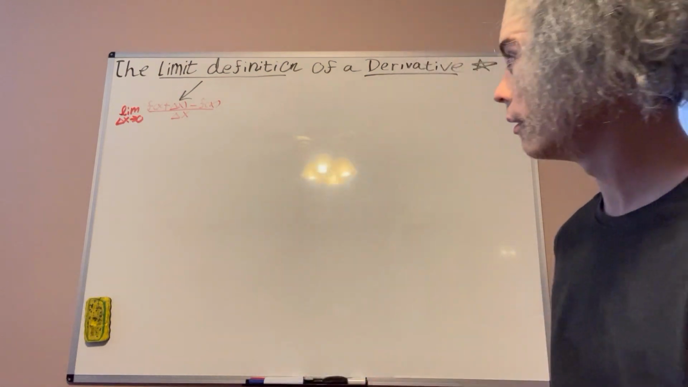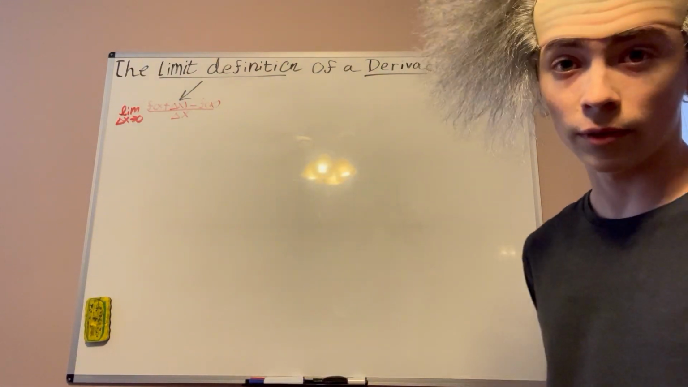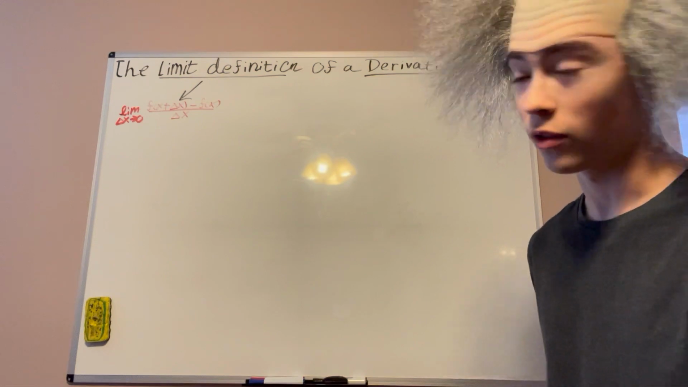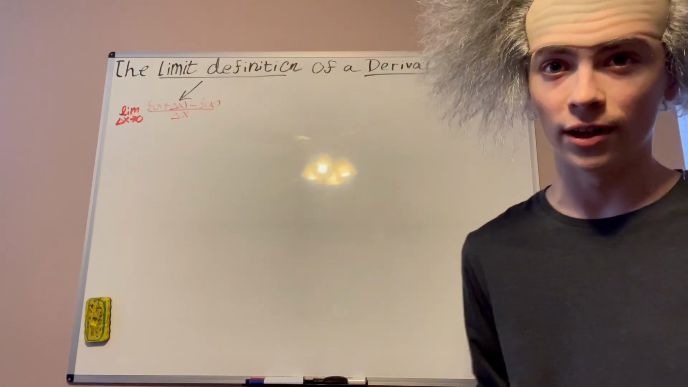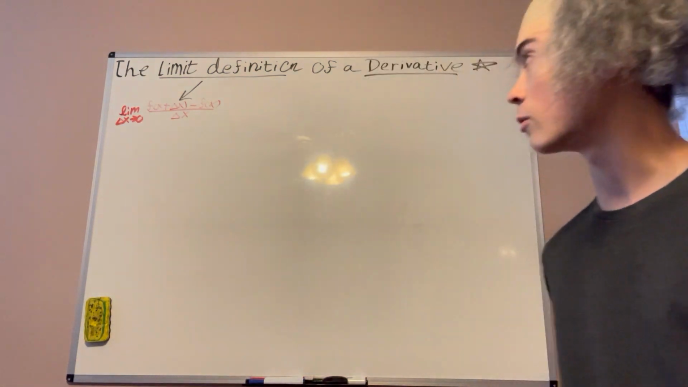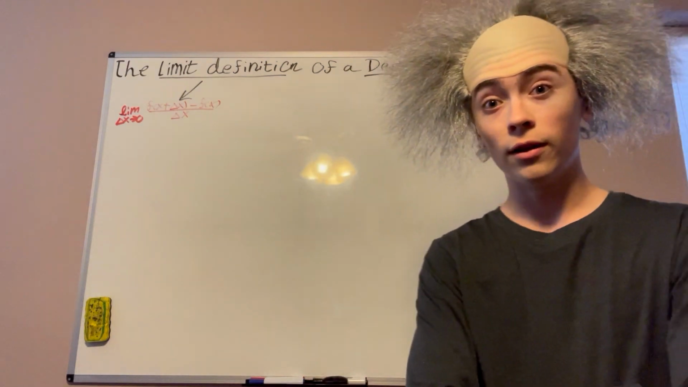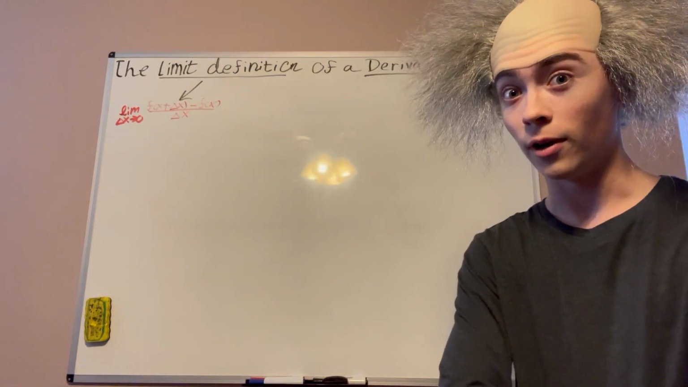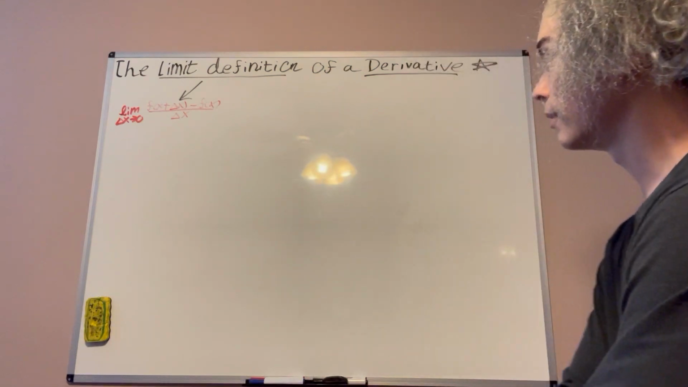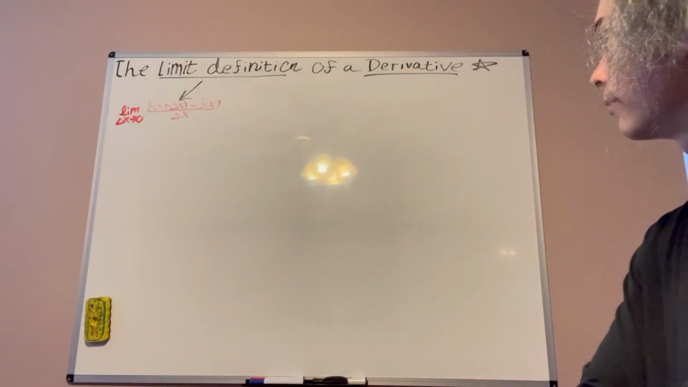Now I have it written there. The limit definition of a derivative isn't really all that tough. It's just the limit as delta x, or change in x, approaches 0 of our difference quotient that we talked about in the last video. So if you haven't seen that video, you should go watch it. It's pretty important. We'll need to know the difference quotient for today.